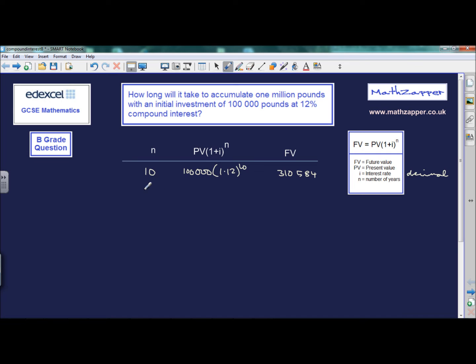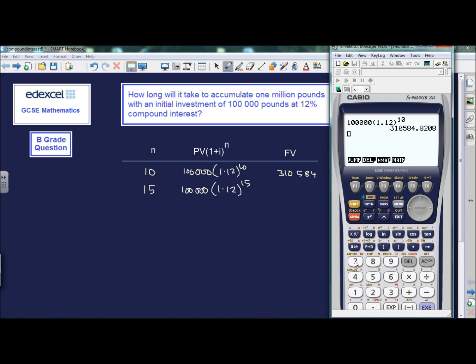So now let's move that up to a 15-year investment. And again, the initial value is still 100,000. That will always be the same, and in the brackets it will always be 1.12. The only thing that will change is the power, which is the number of years. This time it's 15.